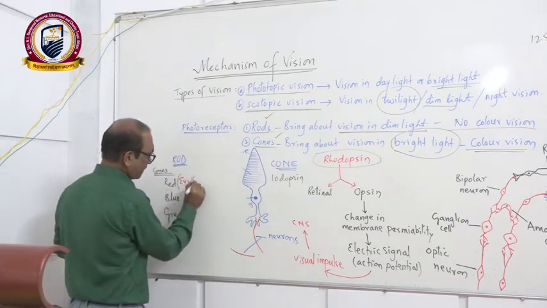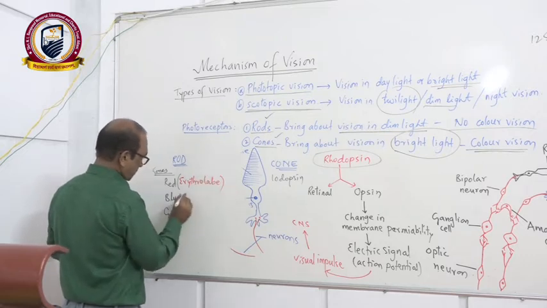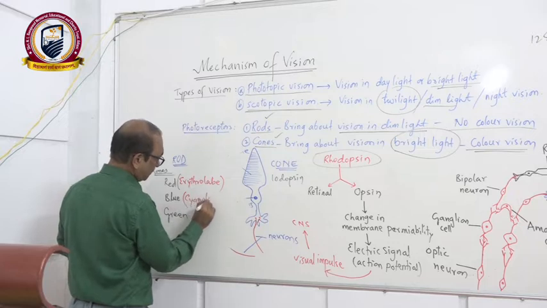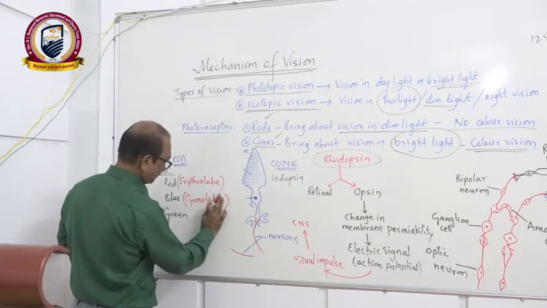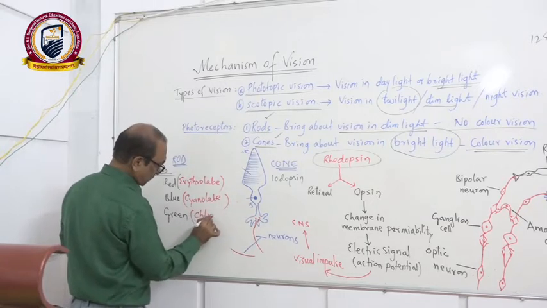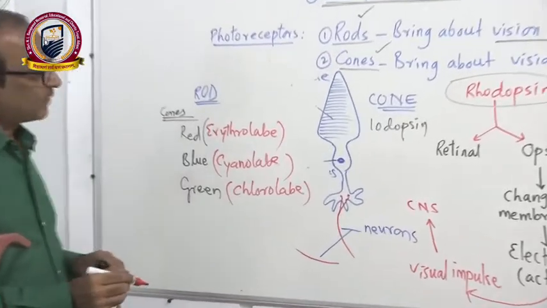Erythrolabe, then blue, cyanolabe, and green, chlorolabe type of pigments we have. Right, three types of iodopsin.